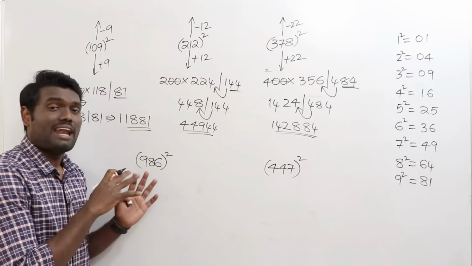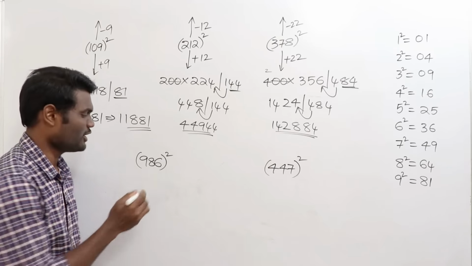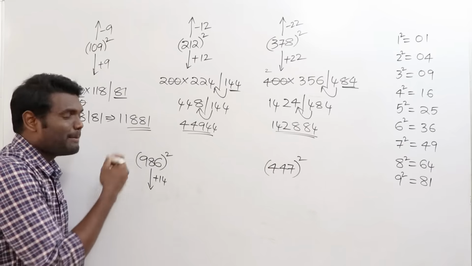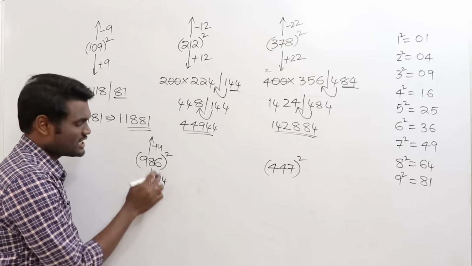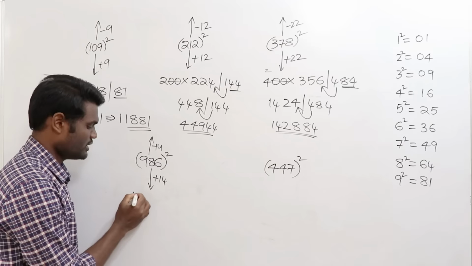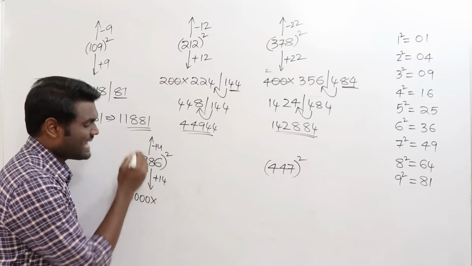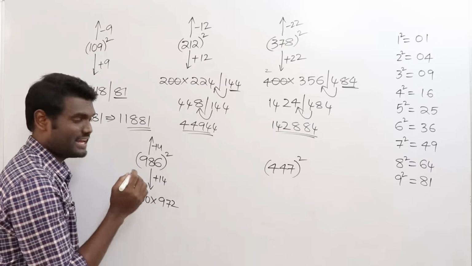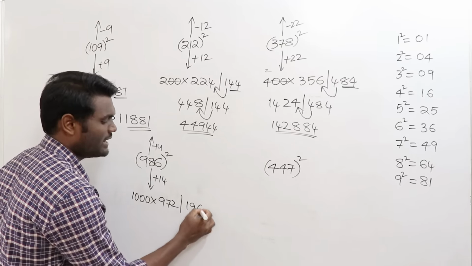986 whole square. Now calculating 986 whole square is even simpler. Okay, follow the same technique. You will write it as plus 14 minus 14. Now 986 plus 14 is going to be 1000. So it is going to be 1000 into 986 minus 14. 986 minus 14 is going to be 972, right? Now 14 square will be 196.